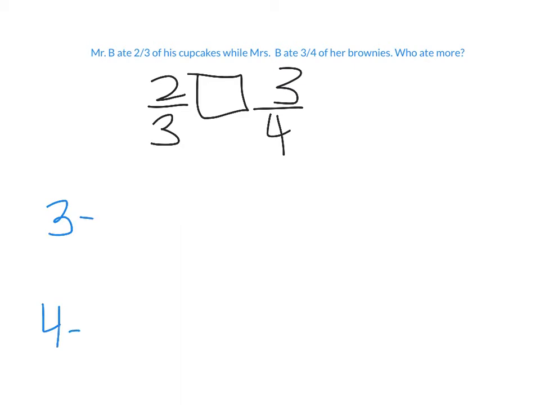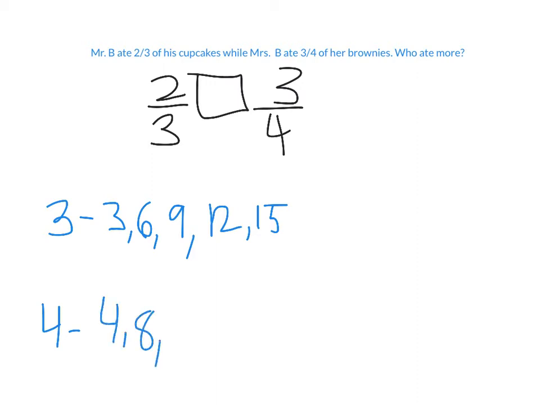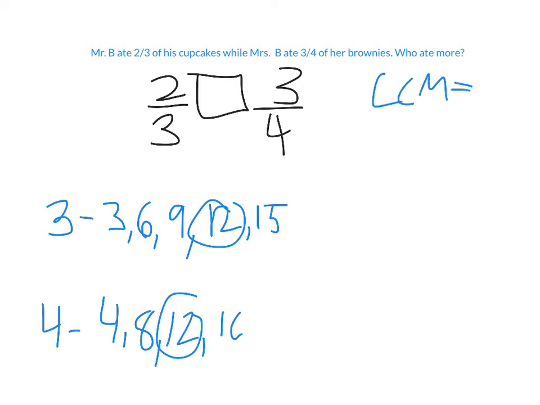Now what I like to do is start with my smaller number and count on to find my multiples. 3, 6, 9, 12, 15. I just like to do the first 5 and then I'll move to the next one. 4, 8, 12. Well, actually I can stop at 12 because I found my match, and that is my least common denominator, my least common multiple, so I know that's my LCM. I'm going to write that over here so I don't lose it.